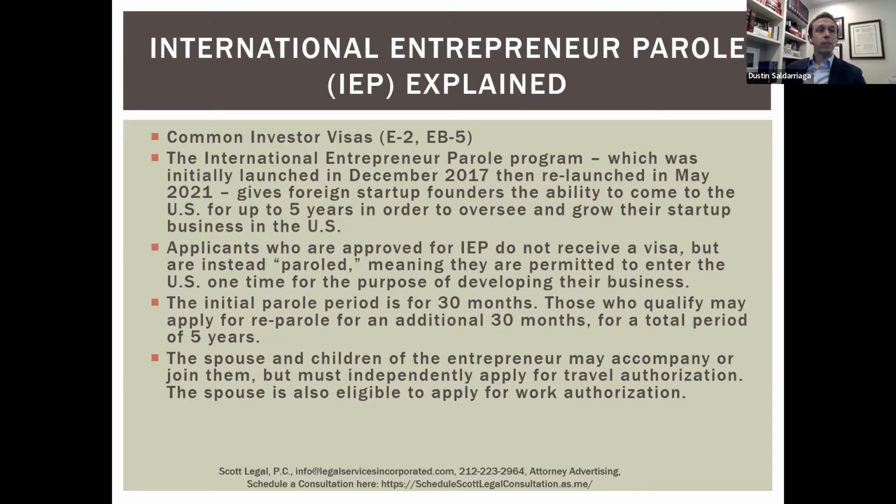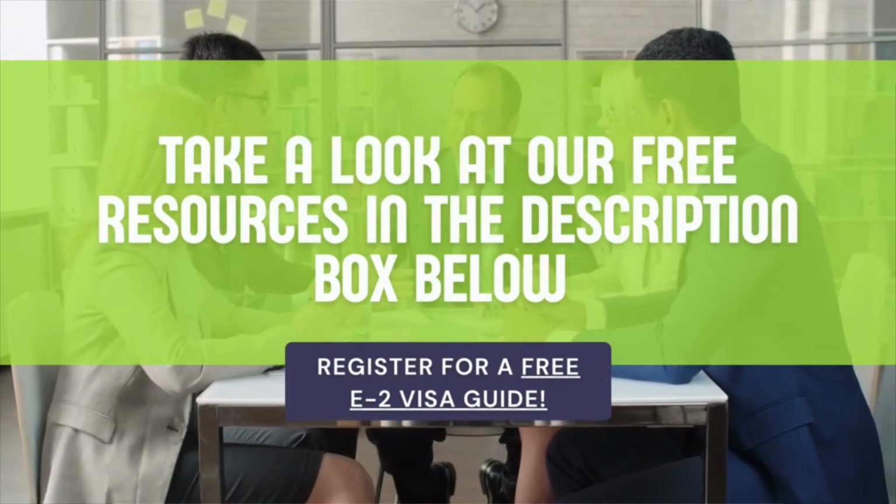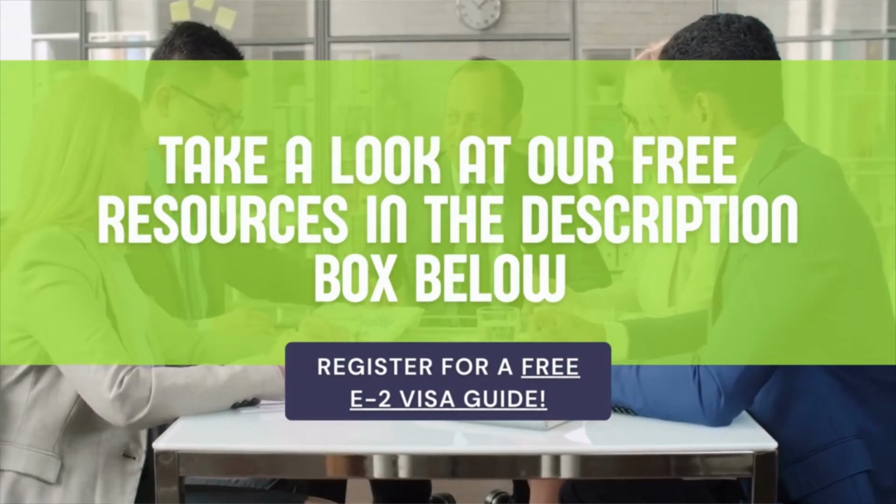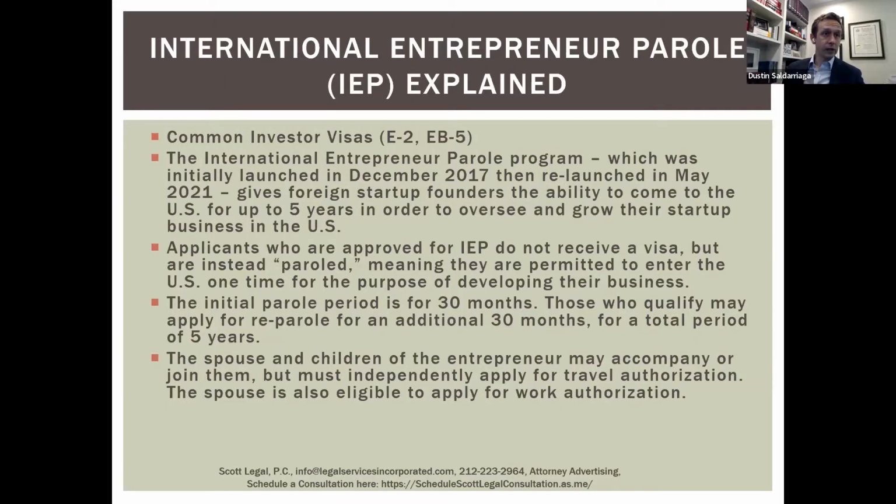Applicants who are approved for IEP do not receive a visa, and this is an important point. They instead are paroled into the United States. Parole is an interesting idea. It's not the kind of parole that you might think of in the context of criminal law. Being paroled in immigration law is when the government basically gives you temporary permission to come into the US for a very specific purpose. And you're permitted to enter, but you do not have certain benefits that come if you enter with a visa, such as changing your status. You can't do that if you're paroled in.